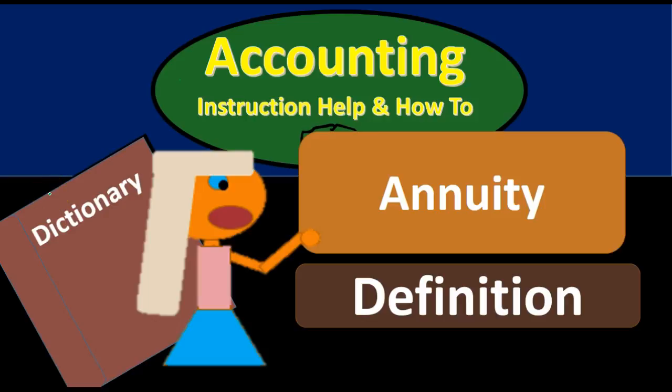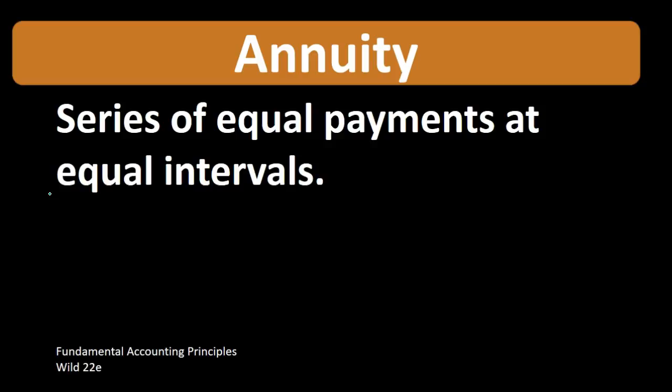Hello, in this lecture we will define annuity. According to Fundamental Accounting Principles, Wild 22nd edition, the definition of annuity is a series of equal payments at equal intervals. There are different situations where we would have an annuity, a series of payments.